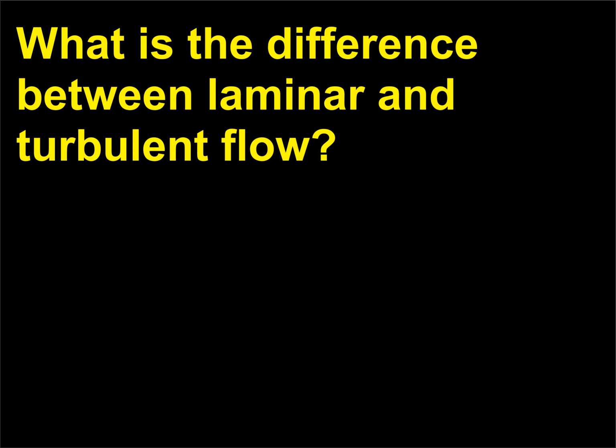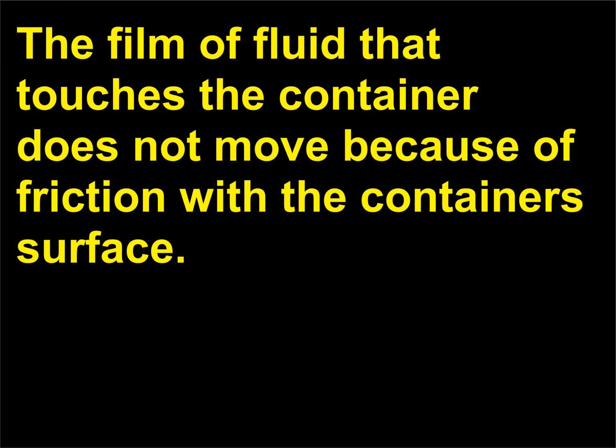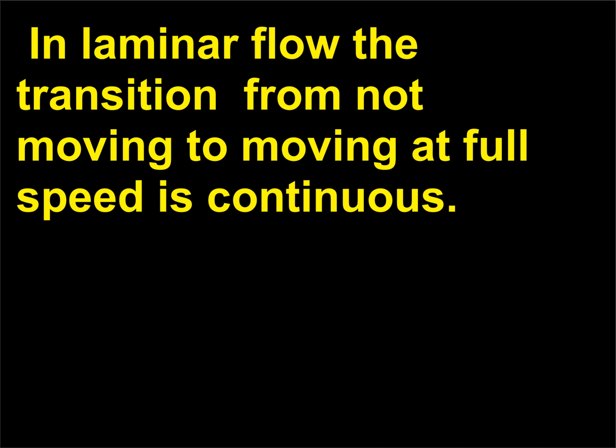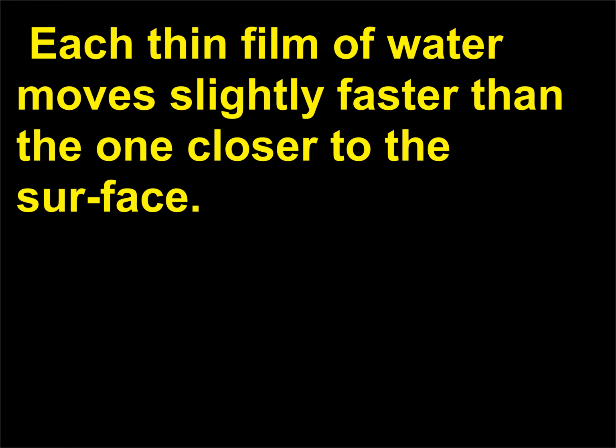What is the difference between laminar and turbulent flow? The film of fluid that touches the container does not move because of friction with the container's surface. But the fluid in the middle of the stream does. In laminar flow the transition from not moving to moving at full speed is continuous. Each thin film of water moves slightly faster than the one closer to the surface.